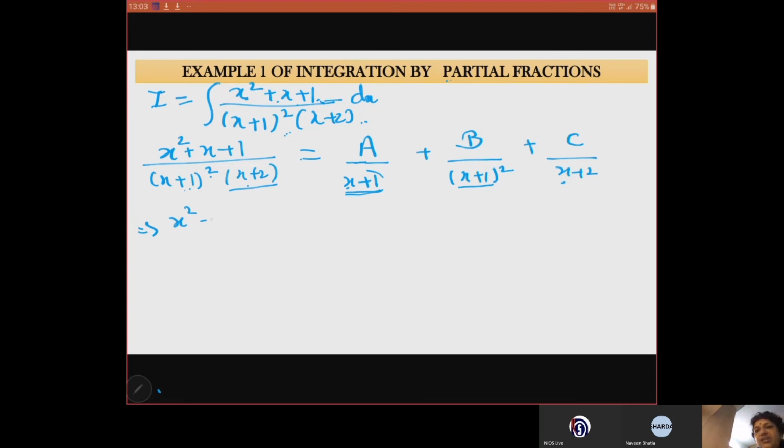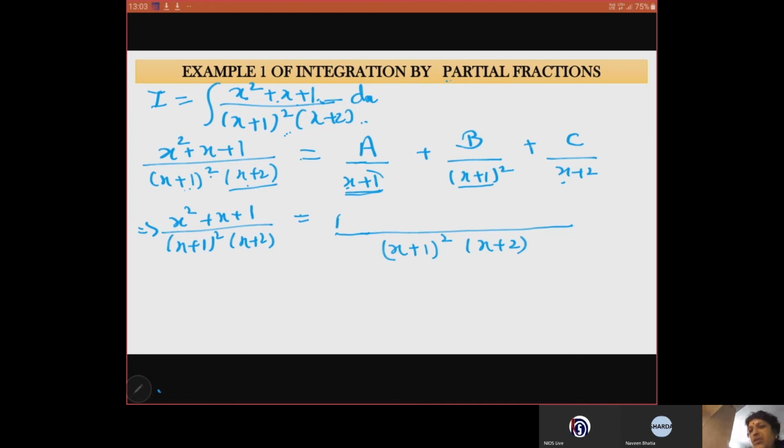So I get x squared plus x plus 1 upon x plus 1 whole square into x plus 2. The common denominator here would be x plus 1 whole square into x plus 2. So a times, I have only x plus 1 here, and this is x plus 1 whole square. So it would be a into x plus 1 into x plus 2, plus b into x plus 2, plus c into x plus 1 whole square. This is by the simple adding of fractions that we have done.